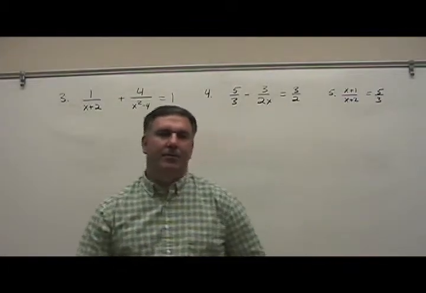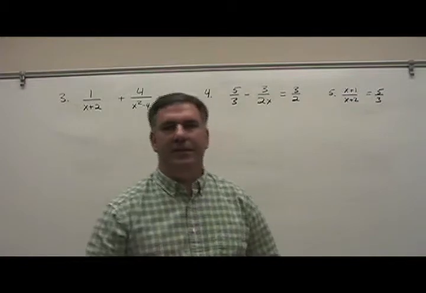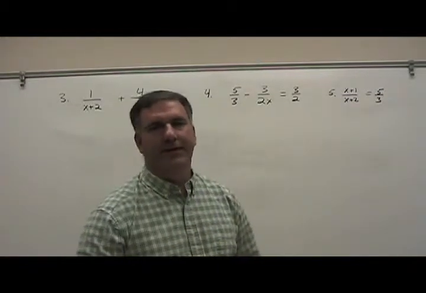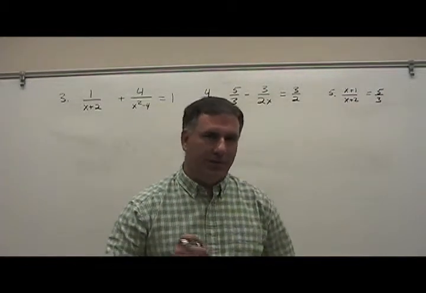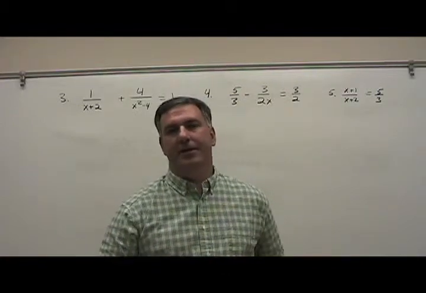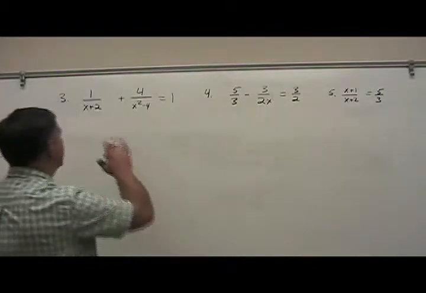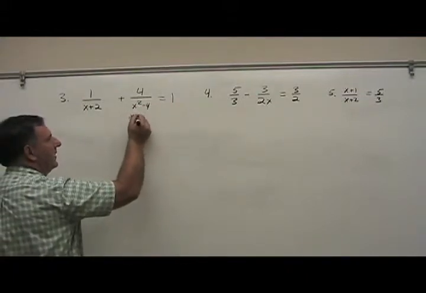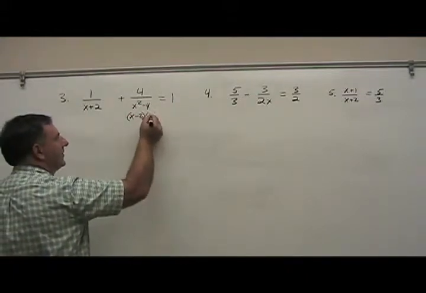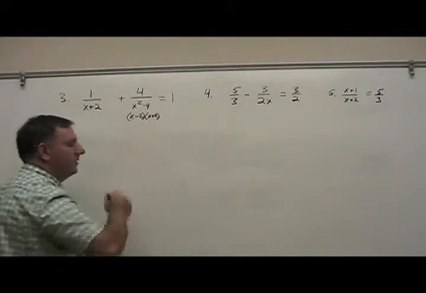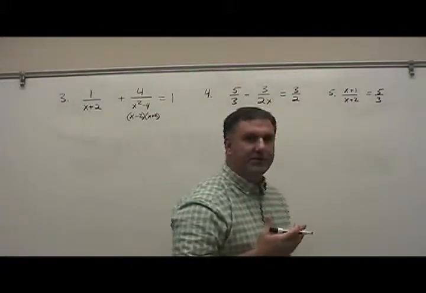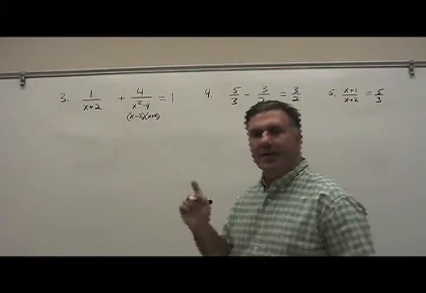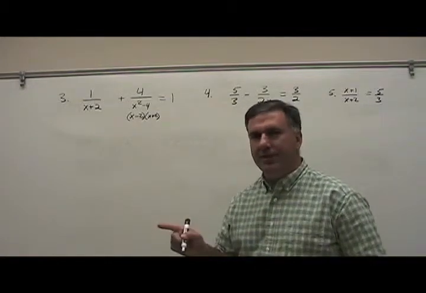With the last 3 problems, we have equations that we need to solve for the x value. In each one of these equations, what we want to do is eliminate the denominator. In the first problem, number 3, we'll want to factor this x squared minus 4 into x minus 2, x plus 2. We look through all the denominators for this problem, and we see that we have x minus 2 and x plus 2 in each one of the denominators.